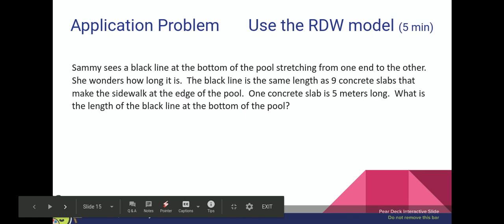Sammy sees a black line at the bottom of the pool stretching from one end to the other. She wonders how long it is. The black line is the same length as 9 concrete slabs that make the sidewalk at the edge of the pool. One concrete slab is 5 meters long. What is the length of the black line at the bottom of the pool? Go ahead. I'm going to give you about 3 minutes to go ahead and figure that out, and then we'll go ahead and review it.